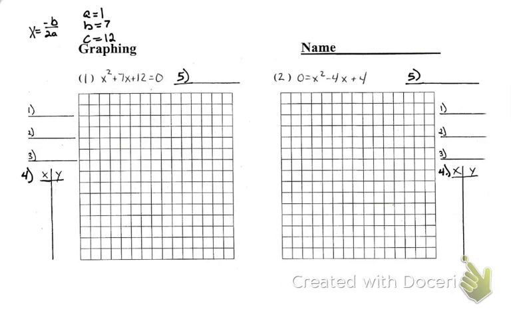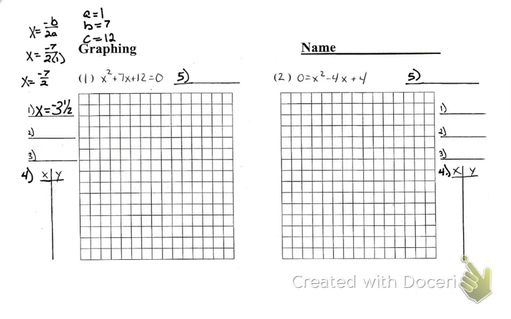So for problem number 1, I'm going to have x equals negative b, which would be negative 7, over 2 times 1. So I have x equals negative 7 halves. Now, I might want to go ahead and change that to negative 3.5, because I have to draw a vertical dotted line on my graph.